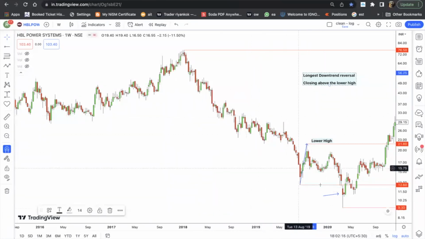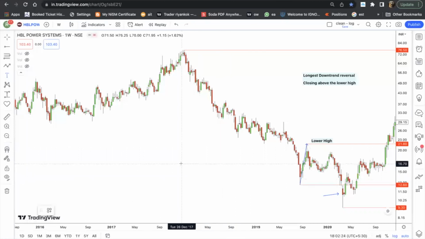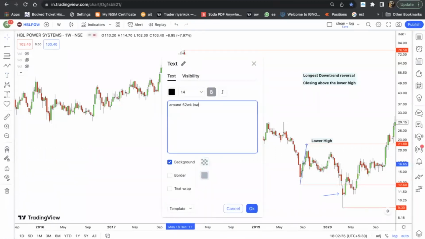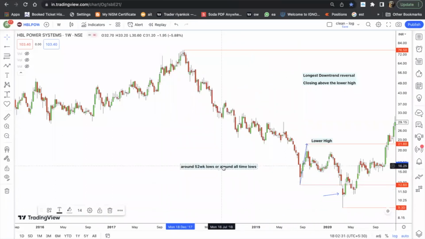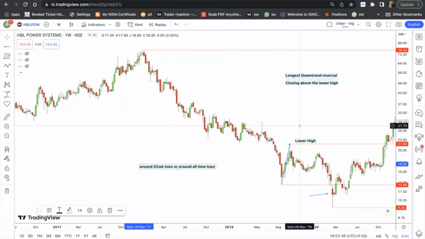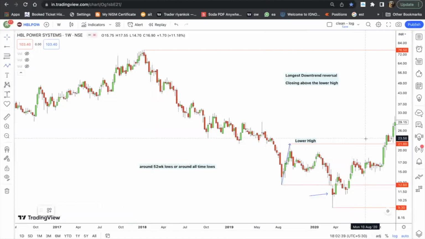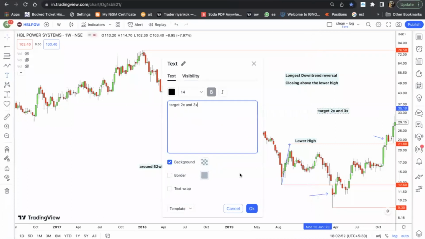Okay, so this is the last downtrend, right? And by the last downtrend, I mean that the stock is potentially either trading around 52-week lows, or around all-time lows. Okay, because that is the first and the last downtrend. So once a breakout happens above this lower high on closing basis right here, the trade will be activated, the long-term investment pick will be activated, and the target here will be 2x and 3x.